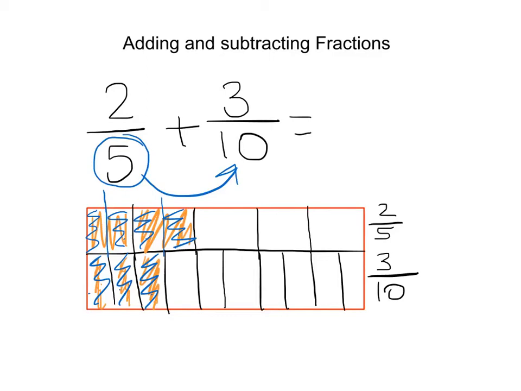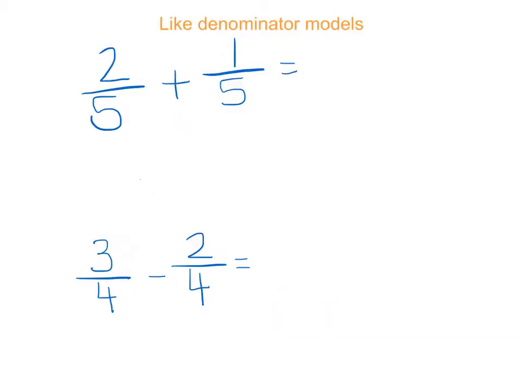All right, let's take a look at the next one. Now this is if I have like denominators and what these models are going to look like. This is very important because especially on your test, they'll show you what a model looks like for this.